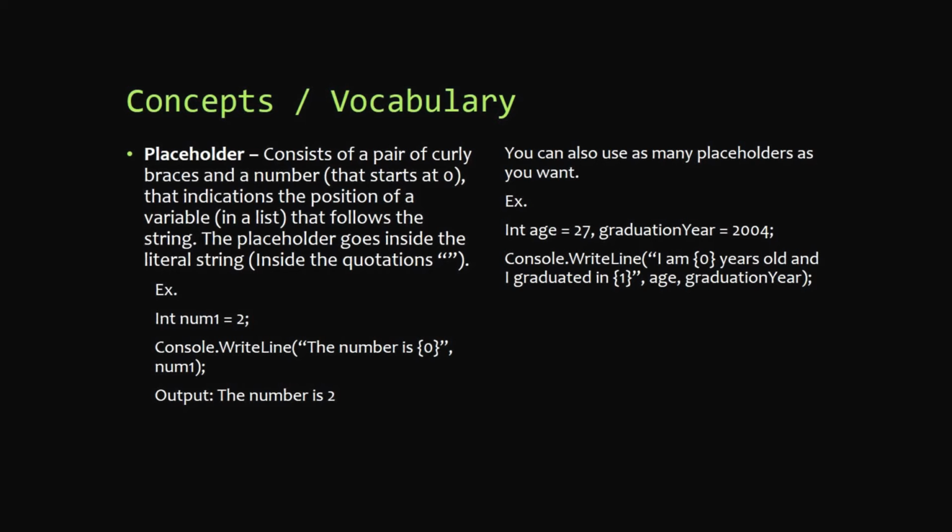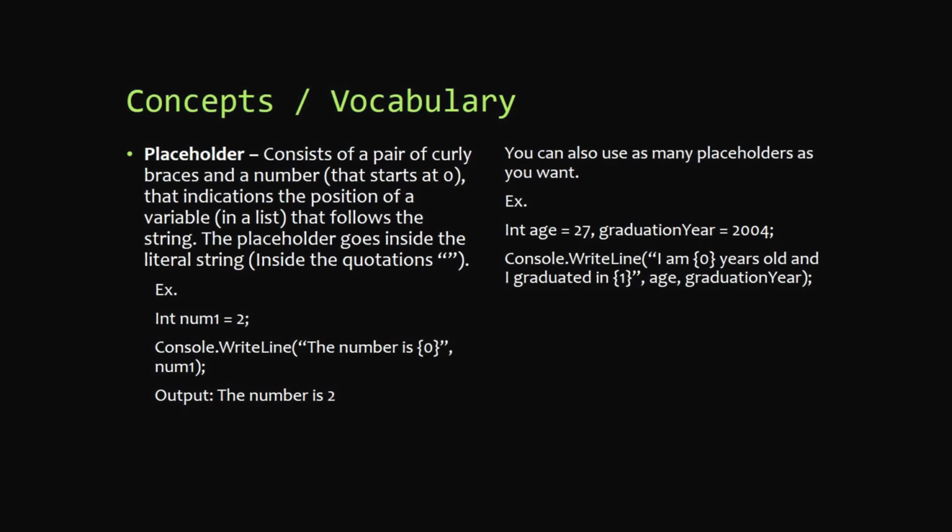Well, look at this scenario. If you had 2 integer variables, one named age, which equals 27, and one named graduationYear, which equals 2004. By the way, graduationYear is in camel casing. When we do the console.writeLine, I am placeholder 0 years old, and I graduated in placeholder 1. You notice that I put age first in my list, and then graduationYear, so there are 2 variables in my list. Age represents placeholder 0 because everything starts at 0, and then graduationYear represents placeholder 1.